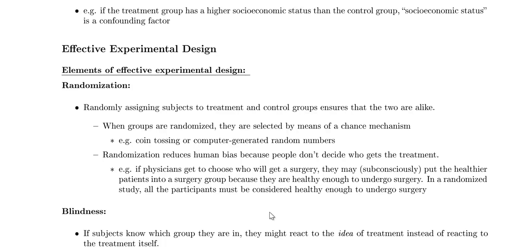So for example, if physicians get to choose who will get a surgery, they may subconsciously put the healthier patients into the surgery group because they're healthy enough to undergo surgery. And then that would bias their study, because if only healthy people are getting the surgery in their study, it's going to make it seem like the surgery is more effective. But in a randomized study, all the participants to start with must be considered healthy enough to undergo the surgery, and then people are just randomly assigned into surgery or not surgery groups.